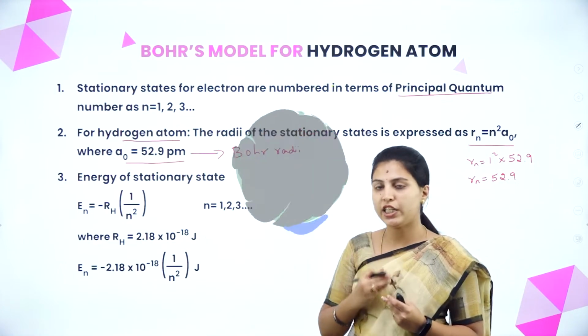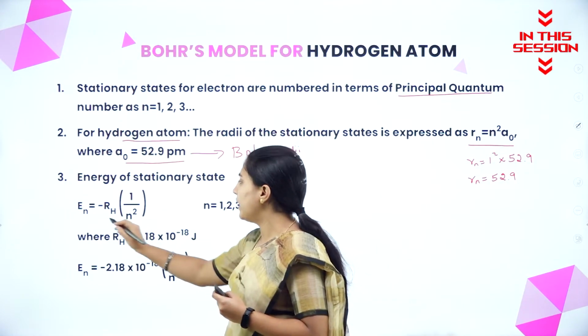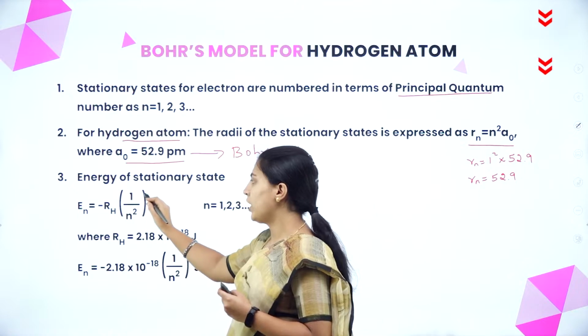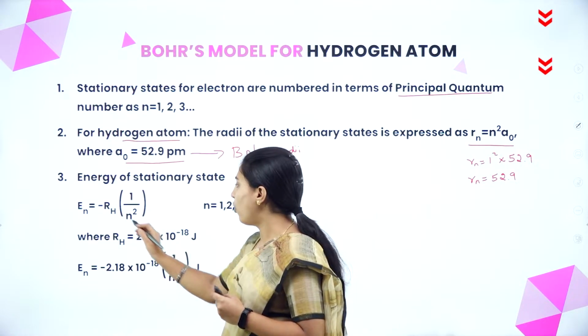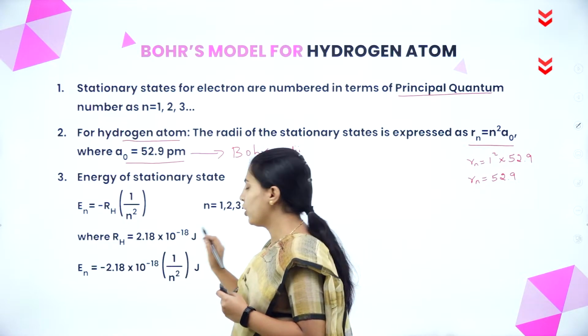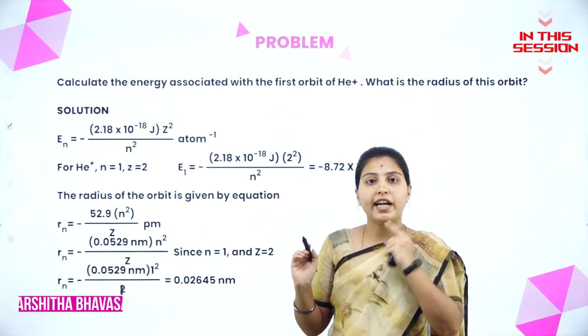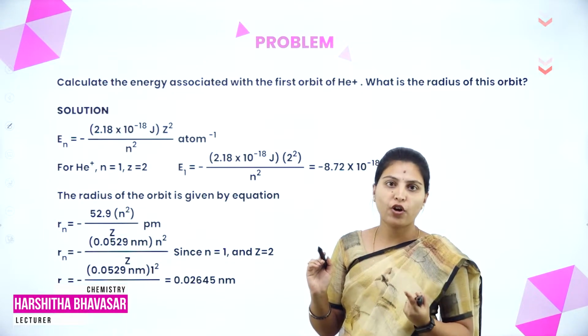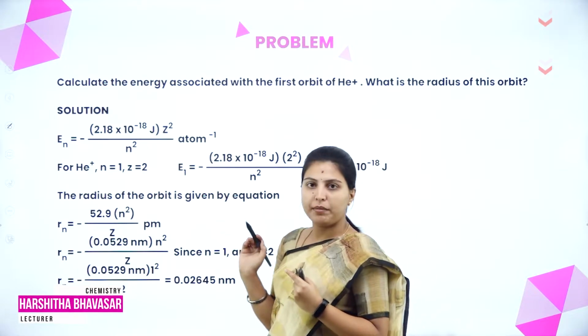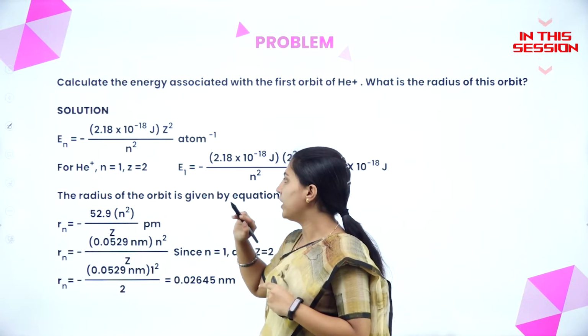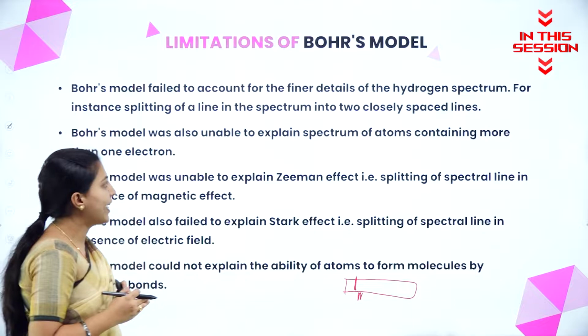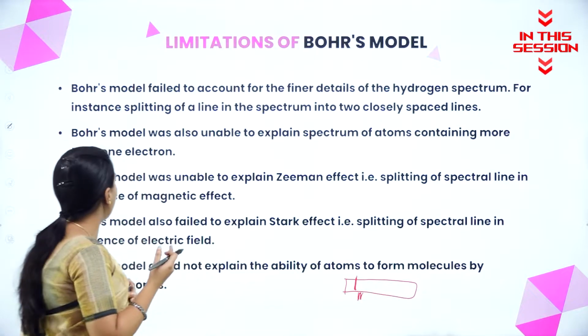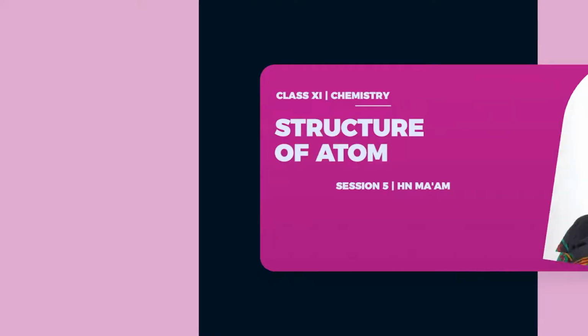We are seeing the energy of stationary states, that is En equals minus RH into 1 by n square. What is RH? That is the Rydberg constant. We have seen, for hydrogen-like atoms, the other formula using atomic number. That formula we have used here. The Bohr model was also unable to explain the spectrum of atoms containing more than one electron.